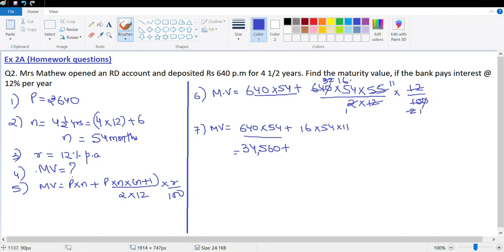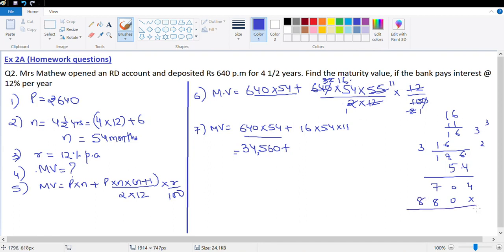So 16 into 11, that's 176. That's correct. I need to multiply this with 54. 4 into 6, 24. That's 4 into 7, 28 plus 2, 30. 4 into 1 plus 3, 7. Next, 5 into 6, 30. 5 into 7, 35 plus 3, 38. And 5 into 1, 5 plus 3, 8. This is 4, 0, 8 plus 7, 15.